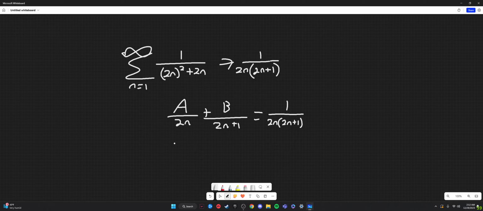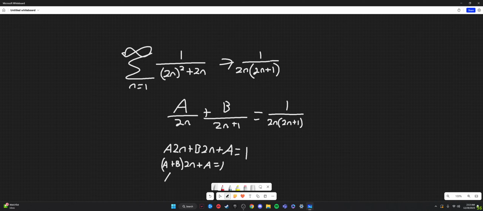Once again, we'll cross multiply. We'll have the 2n terms collected, so we'll have b times 2n, and we'll have a times 1, which gives b plus a, equal to 1. Once again, we factor out the 2n's, and we realize that it's a plus b times 2n plus just a, that's equal to 1.